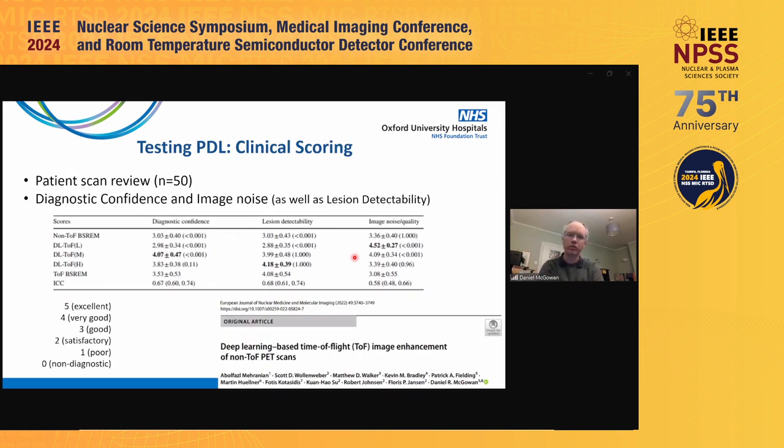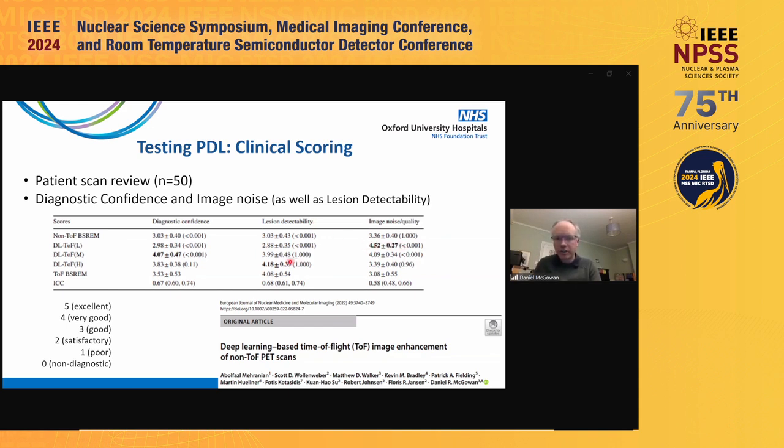So while the clinicians were scoring for lesion detectability, they also scored for diagnostic confidence and image noise at the same time. That's the same kind of metrics we've used for a variety of other clinical implementation work, and it works quite nicely. You can see here for the image noise metric, actually the lowest level of PDL enhancement, because it gives you the most image smoothing, was given the highest score.